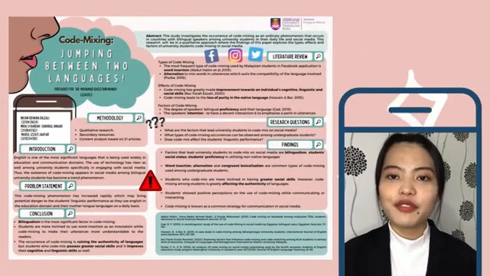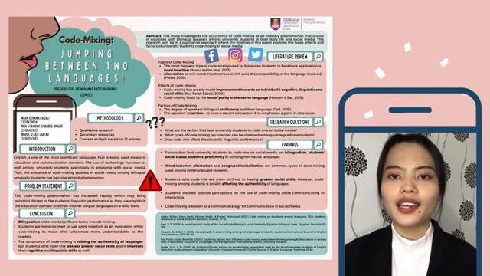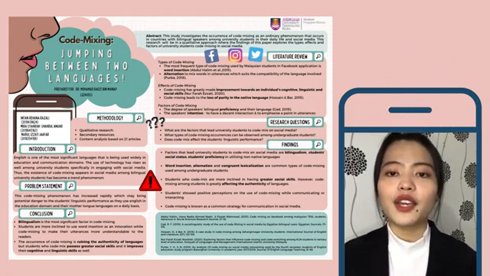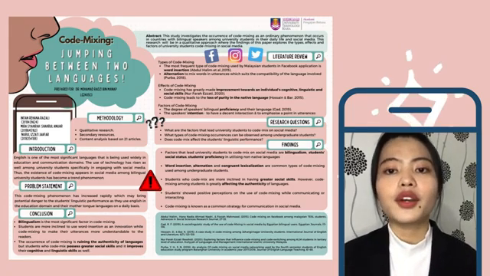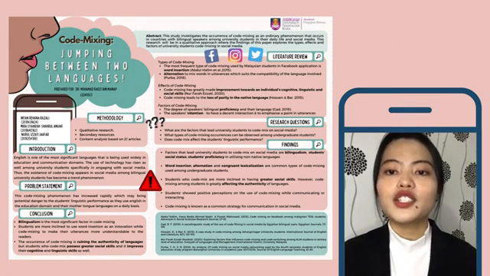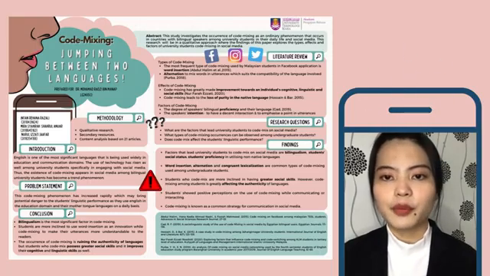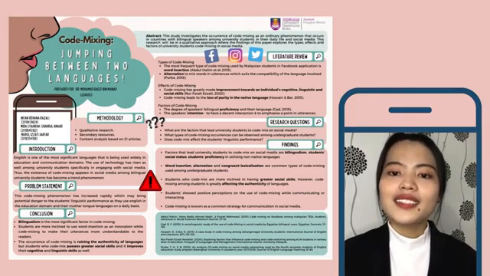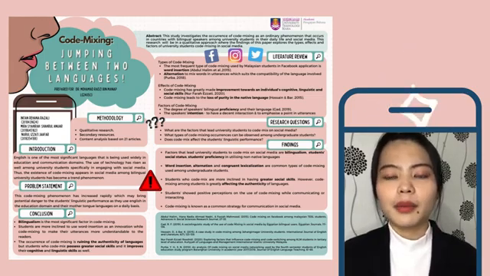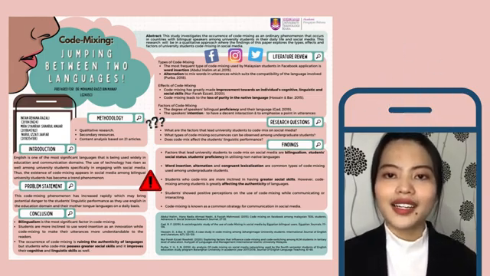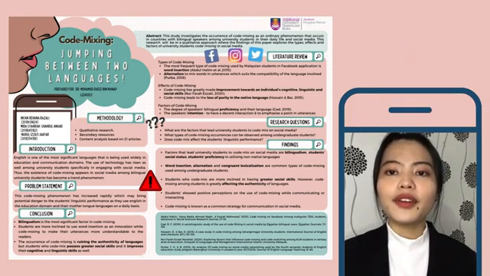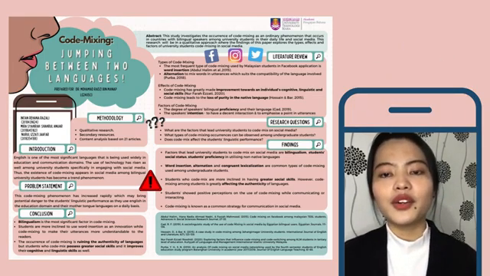Assalamualaikum and hi everyone. My name is Mira Syahirah and I am one of the representatives from LG245CIUITM Shalom. My groupmates and I have chosen the topic of code mixing, jumping between two languages, for our poster presentation. Before I start, let me introduce my team members, which are Intan Rehana binti Razali and Nurul Izzati binti Jaafar. So today, I'll be explaining briefly about our topic, which is code mixing.